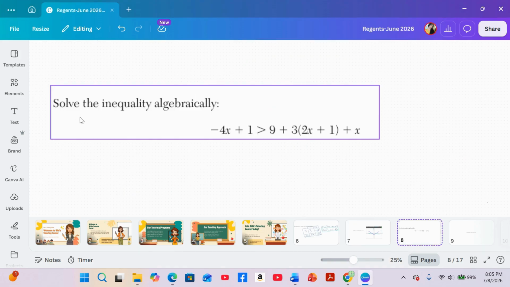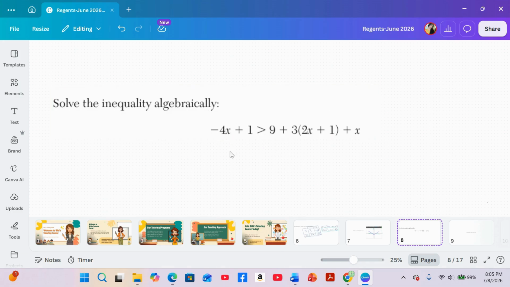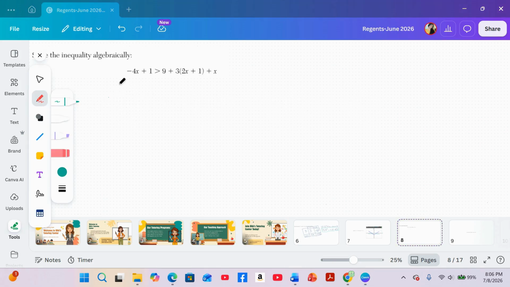Next question. Solve the inequality algebraically. So we're gonna do this in a second. Okay, so we have minus 4x plus 1 is greater than 9 plus 3 times 2x, 6x, 3 times 1 plus 3 and plus x.